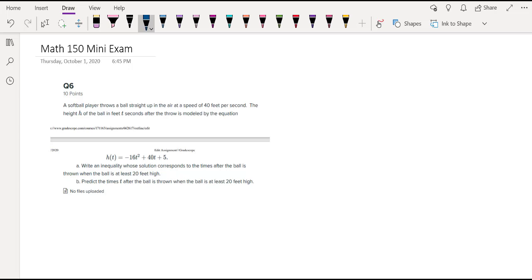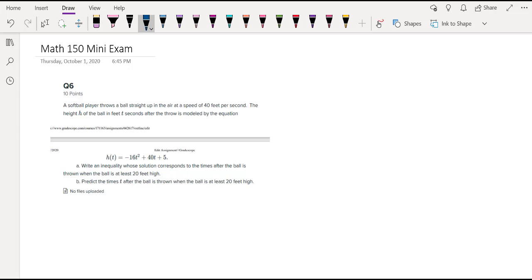This video is going to go over question 6 from your mini exam. It says a softball player throws a ball straight up in the air at a speed of 40 feet per second. The height h of the ball in feet t seconds after the throw is modeled by the equation h of t is equal to negative 16t squared plus 40t plus 5.